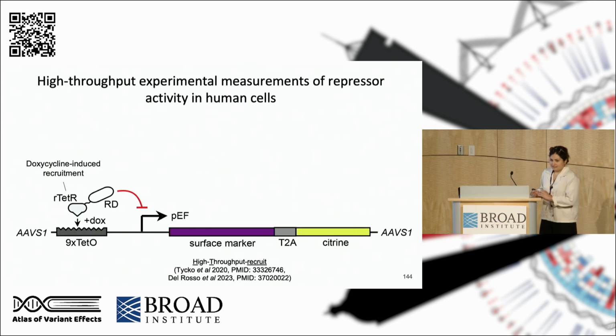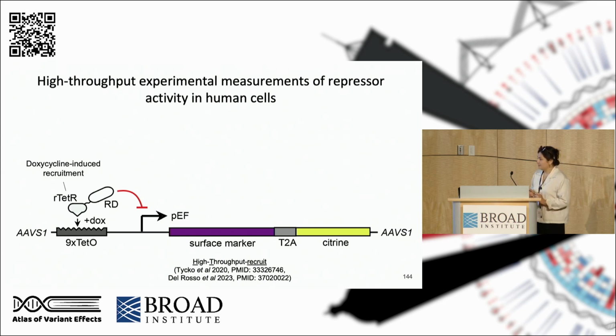Luckily, the first thing we needed to generate our data was an assay that would give us the measurements we were interested in. And we developed this in previous work led by Josh Tycko between the Bassett and Bintu labs, an assay called HT-Recruit. I'll go through it in this slide.